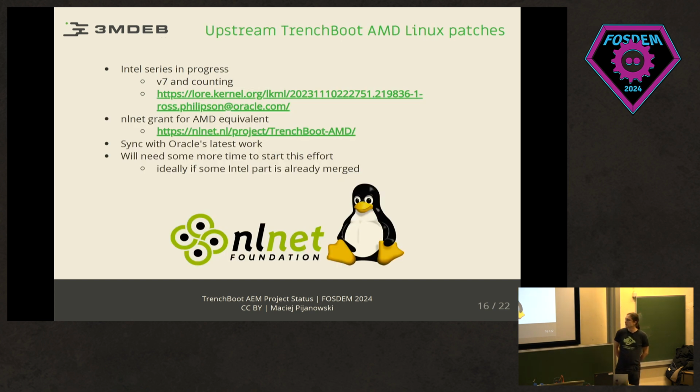Another one we are interested in is upstreaming AMD Linux patches. Maybe it's not directly related to the QubesOS Anti Evil Maid solution, but to TrenchBoot it is. Jack spoke about the Intel upstreaming effort, which is a very demanding task. As we see, it's version number 7 and counting. We've secured an NLnet grant for the AMD equivalent of that port, so we could be able to help here. So we need to sync up on the latest changes with Oracle. Ideally, the Intel patches are merged, so we can have an easier time posting another set of patches for TrenchBoot to the Linux kernel mailing list.